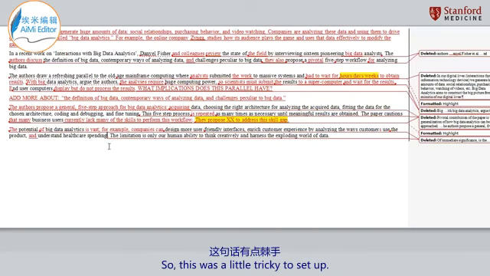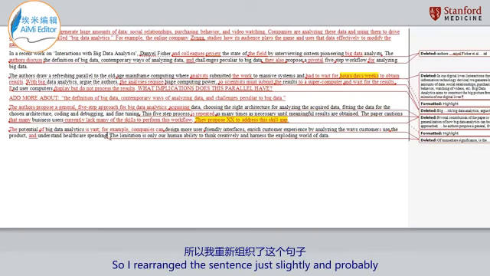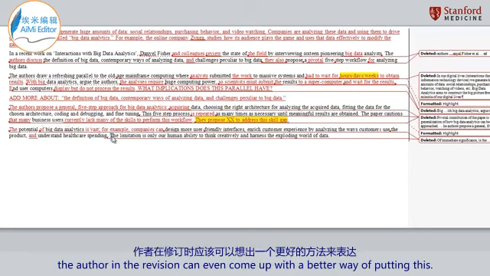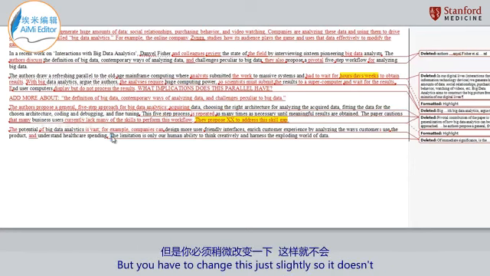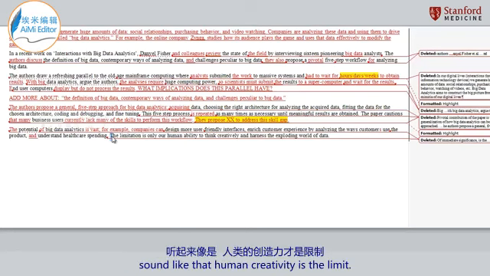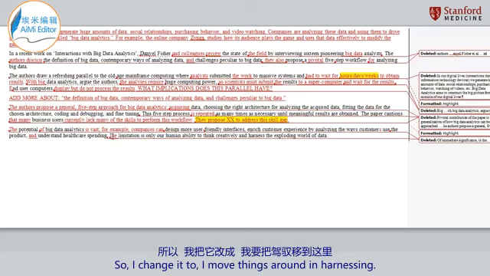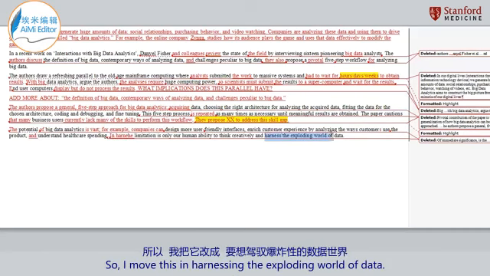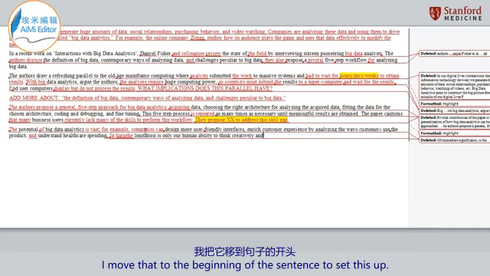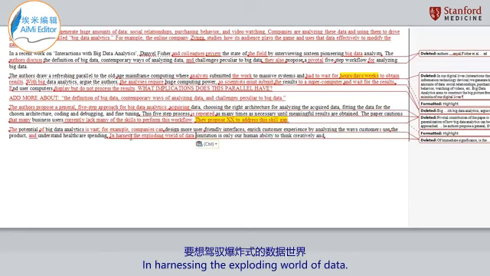So this was a little tricky to set up. So I rearranged this sentence just slightly, and probably the author in their revision can even come up with a better way of putting this, but you have to change this just slightly so it doesn't sound like the human creativity is the limit. So I moved this in harnessing the exploding world of data. I moved that to the beginning of the sentence to set this up. In harnessing the exploding world of data.